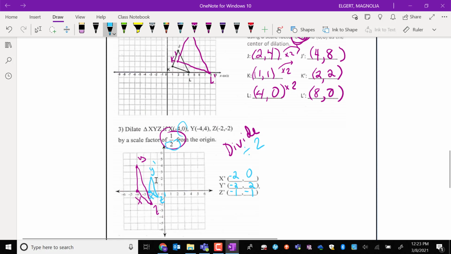And those are dilations. So now what you need to do is you need to do the IXL for dilations and then the other assignment that you have.